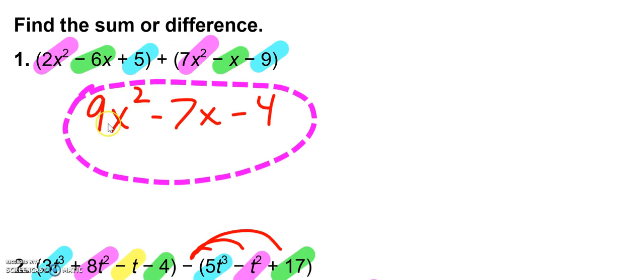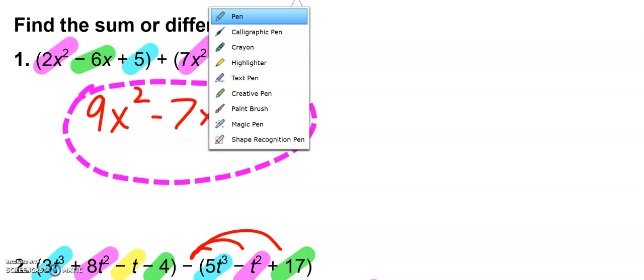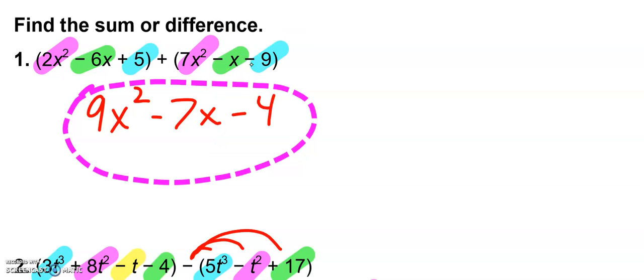Okay, so for the first one here, hopefully you got 9x squared minus 7x minus 4. Again, here I'm just highlighting the like terms. The other thing I really want to point out, because this is going to become an issue potentially later on, hopefully not, but just pay attention to the fact that, so here we have two sets of parentheses, right? But there is addition in between them.